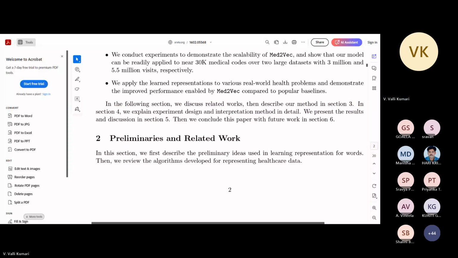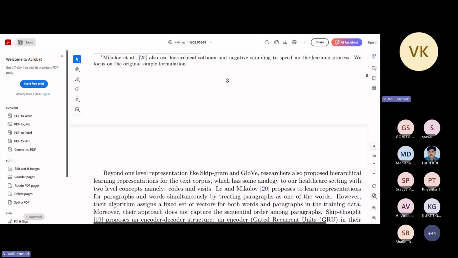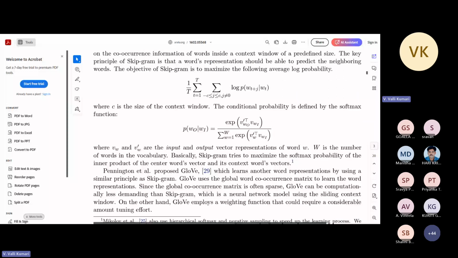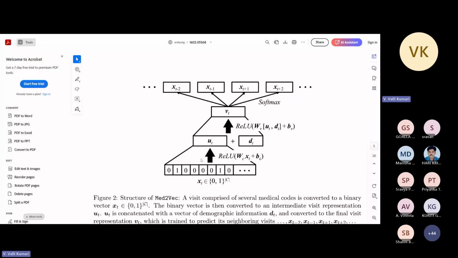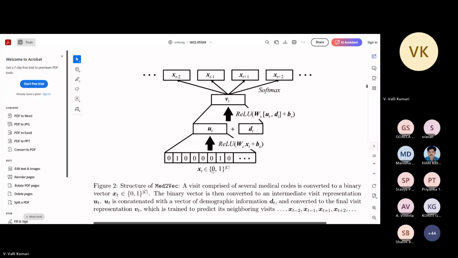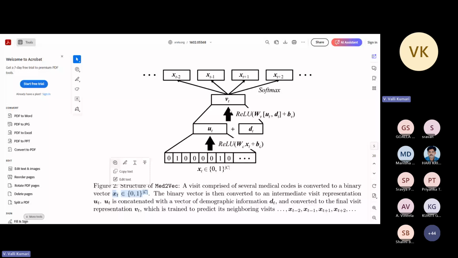So you can see here, this is the structure of Med2Vec. Okay, so here this is a visit, and this visit is converted to some codes x_t belonging to {0, 1}, right? Every visit is encoded as a sequence of codes.